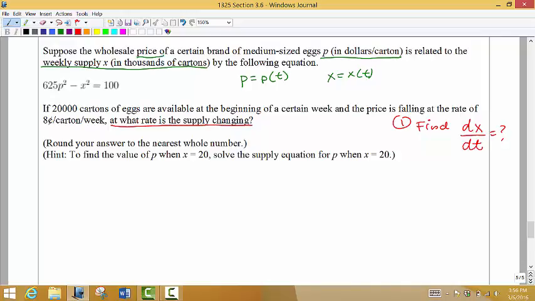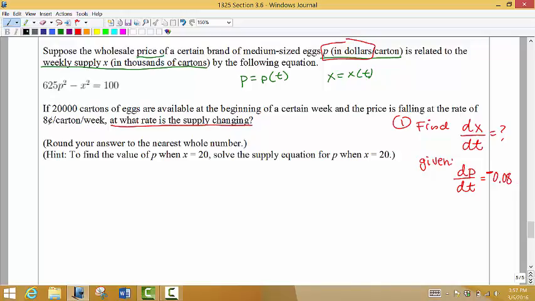Okay, we're given a change in price. So let's write out what rates we're given here. We're given the change in price, dP/dt, and it says it's falling at a rate of 8 cents per carton. Now, since P is given in dollars, 8 cents in terms of dollars would be 0.08. And since it's falling, we're going to call this a negative rate of change. So the price is going down by negative 0.08.